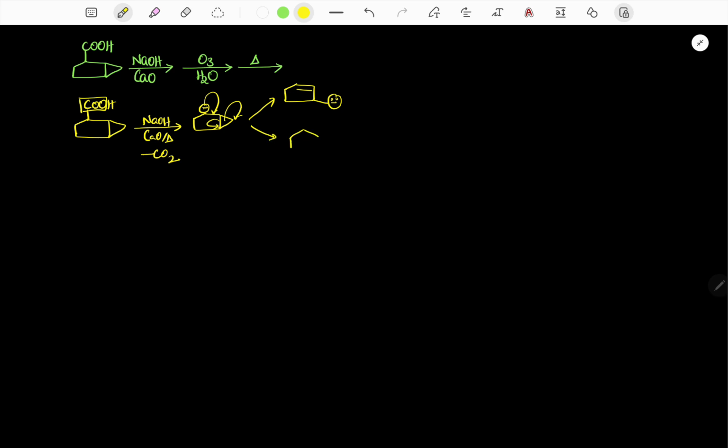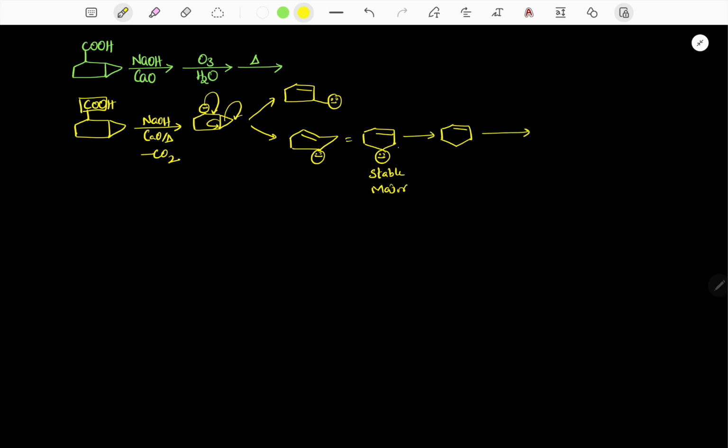Second possibility, so this is a 6-membered ring, double bond, C minus. We know that compared to a 5-membered ring, a 6-membered ring is more stable. Therefore, it is the major intermediate. Now it will be acidified and finally it gives the corresponding alkene.